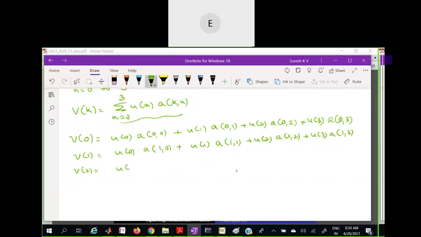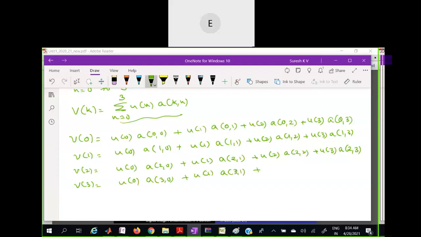So V of 2 will be U of 0, A of 2 0 plus U of 1, A of 2 1 plus U of 2, A of 2 2 plus U of 3, A of 2 3. Then the last one is V of 3. It is U of 0, A of 3 comma 0, U of 1, A of 3 comma 1, U of 2, A of 3 comma 2, and U of 3, A of 3 comma 3.